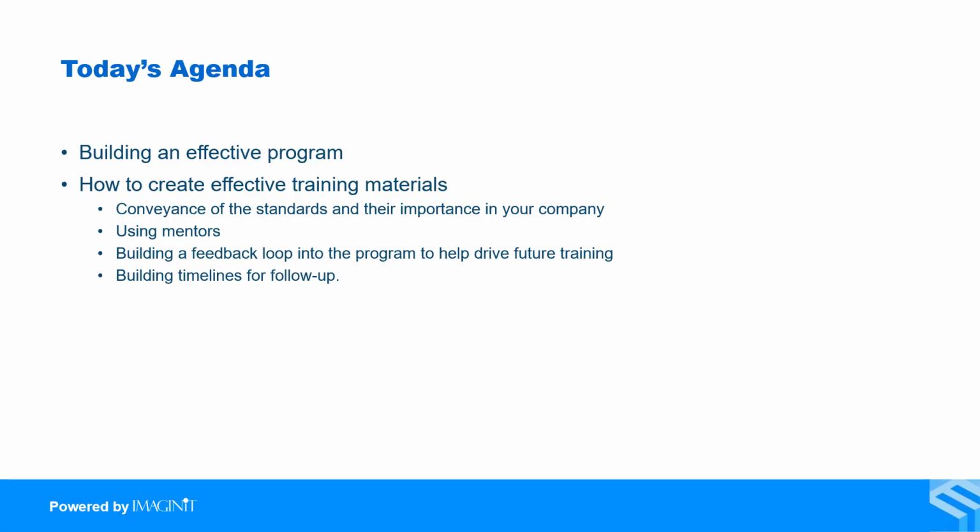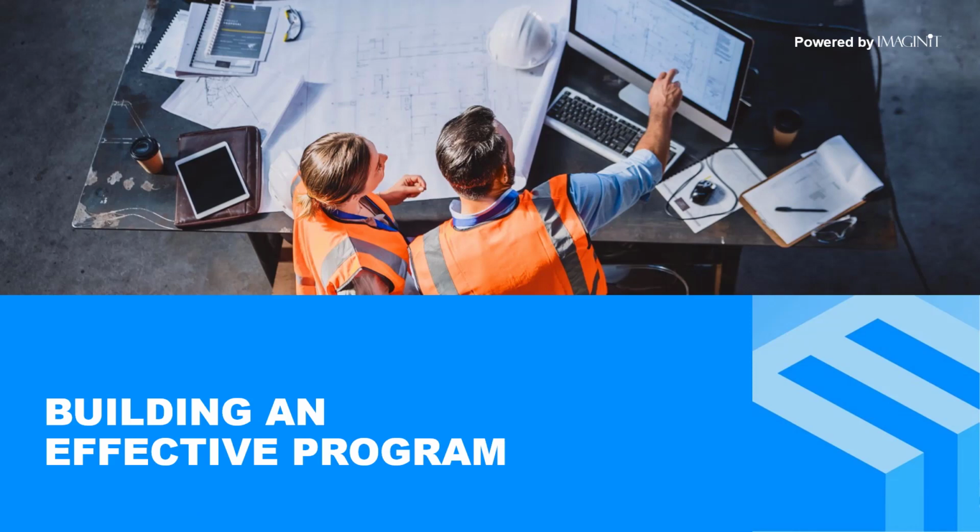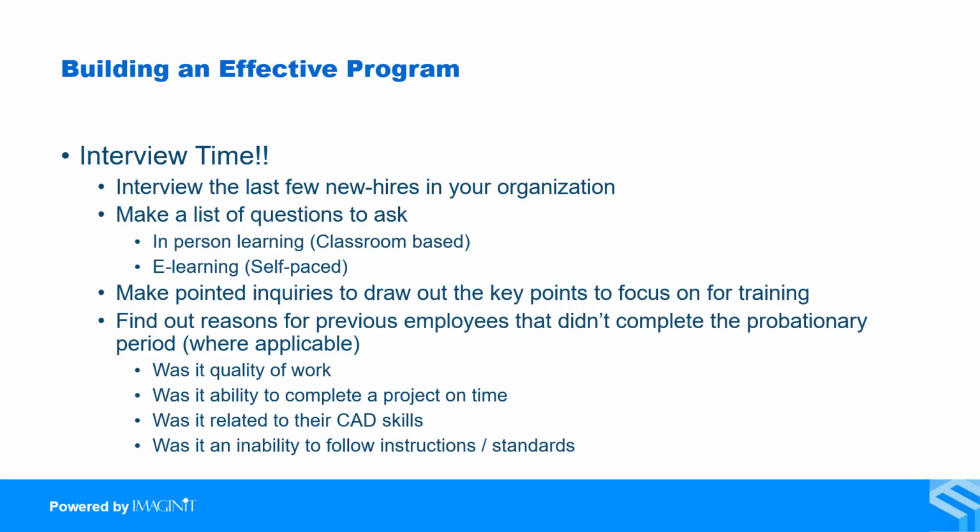Today's agenda, we're going to be talking about building an effective program and how to create effective training materials. Included in that is going to be the conveyance of the standards and their importance in your company, using mentors, building a feedback loop into the training program to help drive future training, and building timelines for follow-up. With that, we'll just get started with building an effective program.